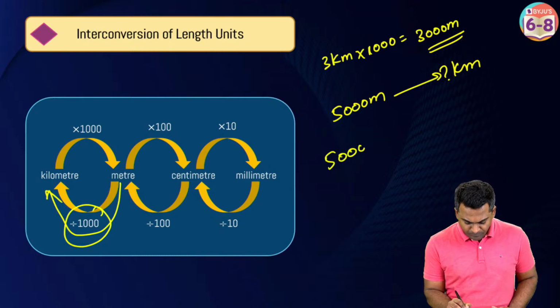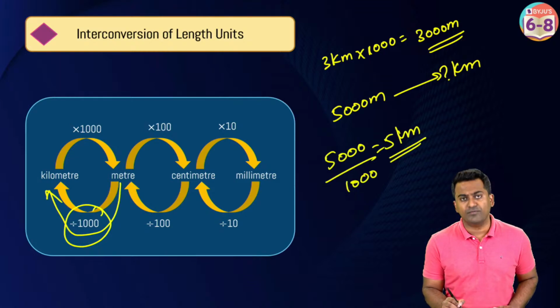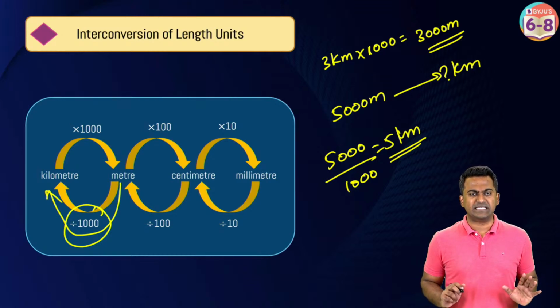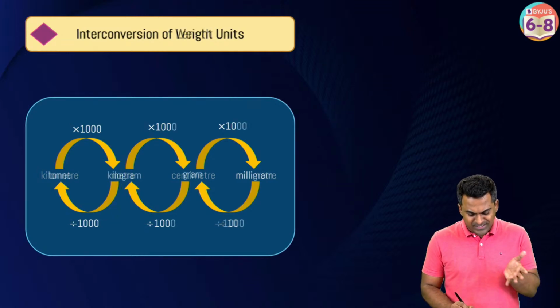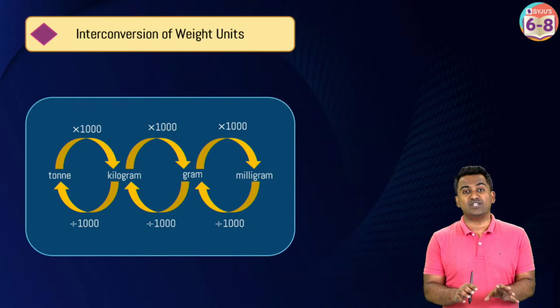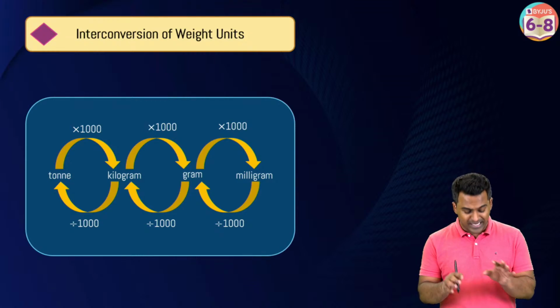So 5000, when you divide it by 1000, you will get 5, and the answer will get converted to kilometers. Okay, I hope this is fairly simple, right? I'm not spending too much time here because you have already covered this earlier. The focus of this session is going to be multiplication and division of decimals.